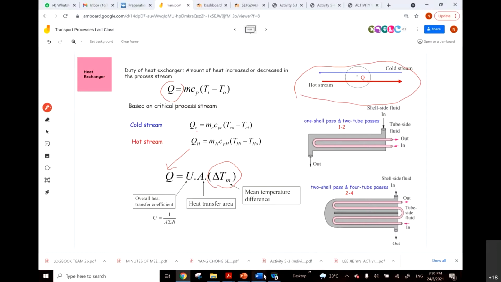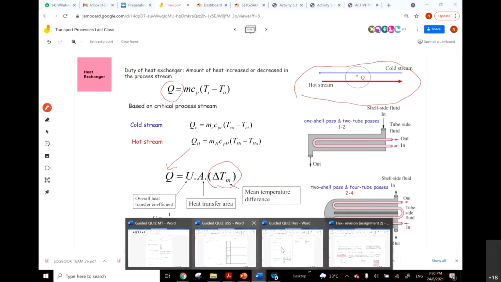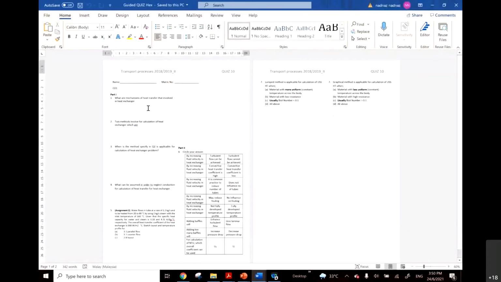Okay, so my question here: what are the mechanisms of heat transfer that are involved in a heat exchanger? Anyone can help me? So we have three modes of heat transfer. Is it, Dr., conduction, convection, radiation? Okay, conduction, convection, radiation. Okay, good.